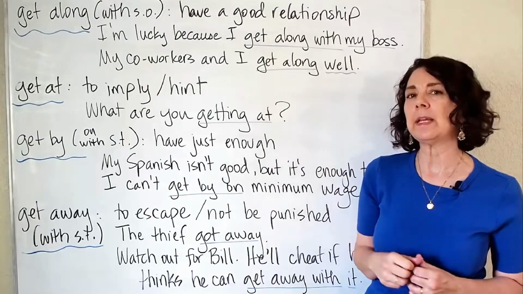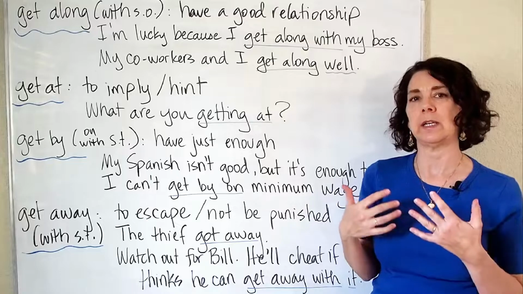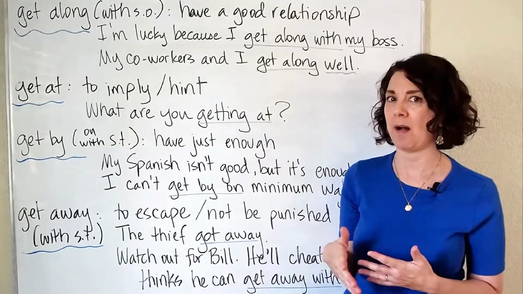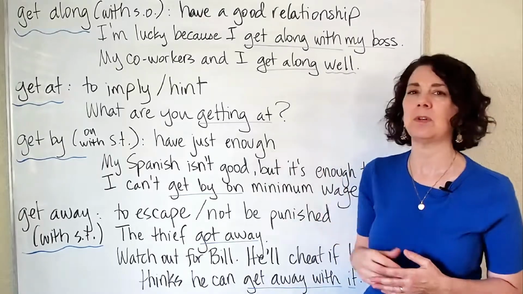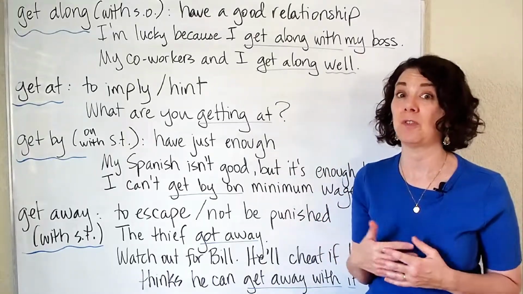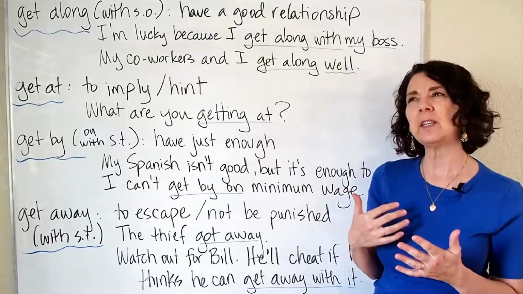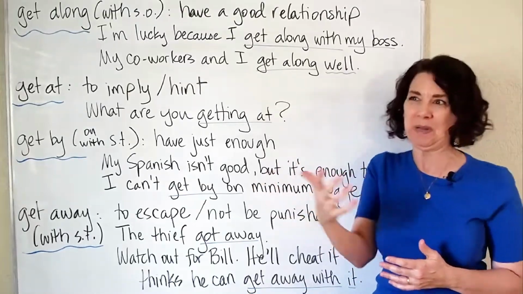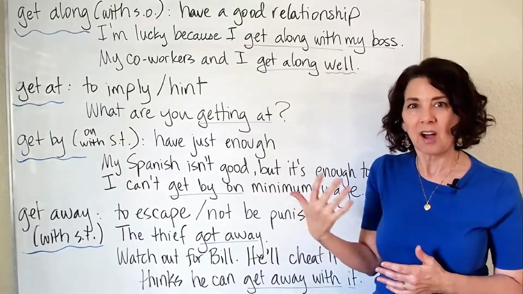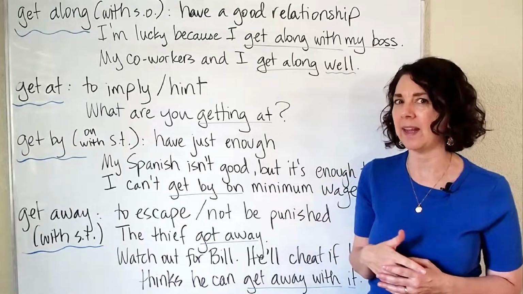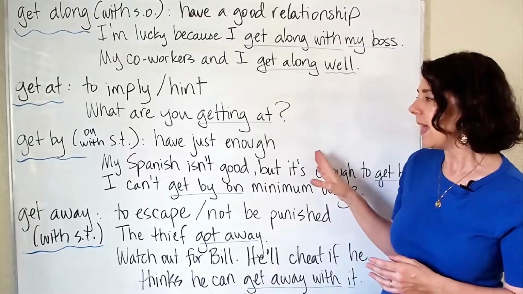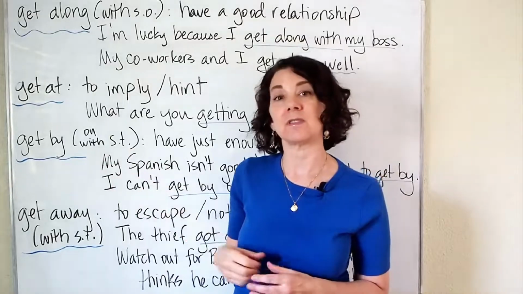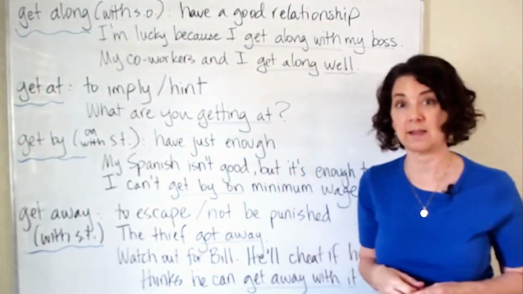Now, this is something that we would not use in formal situations or with people whom we don't know well. This is more something that we would use if we're talking to someone we're very close with, because it's a little bit confrontational. It means like, I feel like you're beating around the bush. You're not talking to me directly. What are you getting at? Next, to get by, and we can also use the prepositions on or with something.